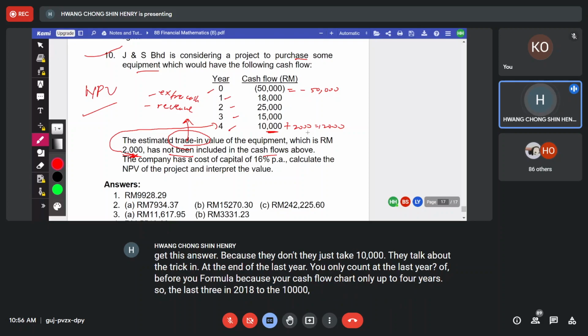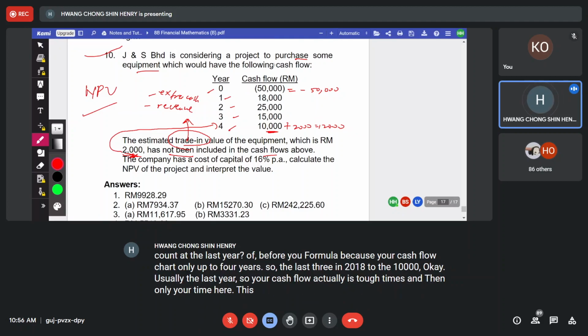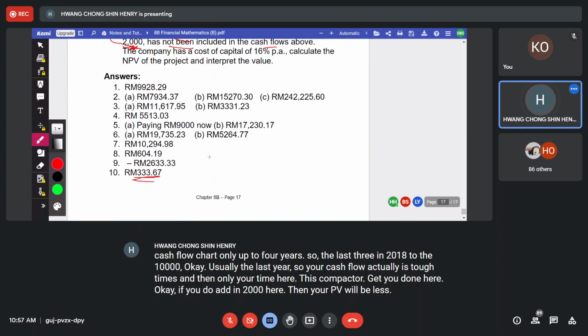So the last trade-in of 2,000 is added into the 10,000, usually in the last year. So your cash flow actually is 12,000. Then only you times your discount factor to get the PV. If you don't add in the 2,000 here, then your PV will be less. You won't get this answer.